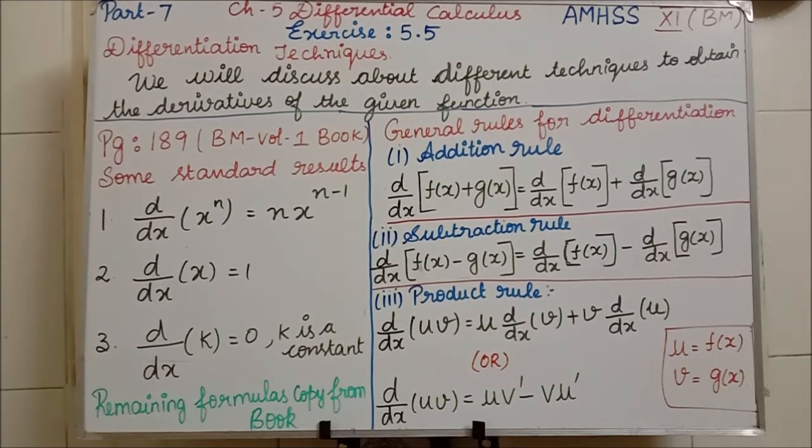Clear? I have written only 3 here, 1, 2, 3. The remaining you are going to write in your classwork. You should not write only 3; you have to copy the remaining from your book, which is on page number 189 of Business Maths volume 1. Clear students? Now, shall we start today's session?